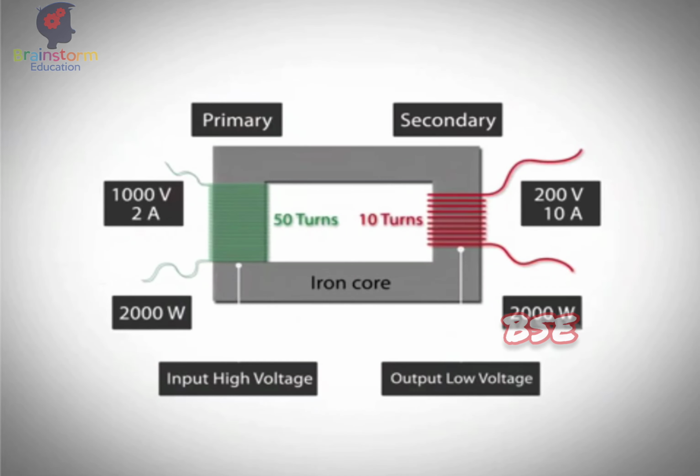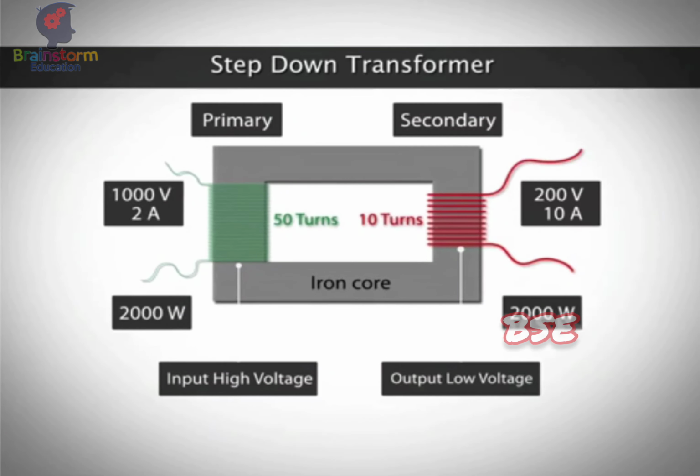At the consumer end, it is stepped down to a suitable voltage before being supplied to the household. Note that the number of turns of the secondary coil is smaller than that of the primary coil. Therefore, the output voltage in the step-down transformer is lower than the input voltage. The lower voltage increases the current so that it is sufficient to operate household appliances.